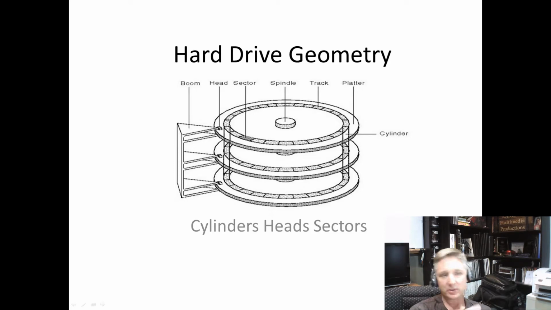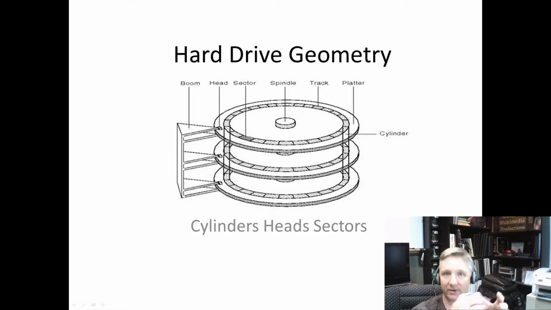Now, something that's really important to remember is that the tracks that go around, the concentric circles, there could be 100 tracks on a disk. I don't know how many typically tracks there are on a disk, but there could be a lot. There could be 1,000, or more.